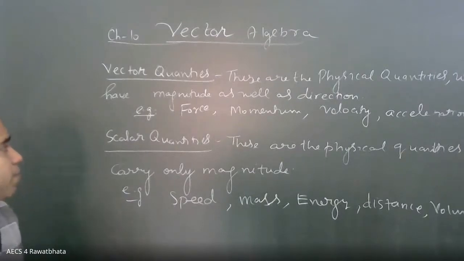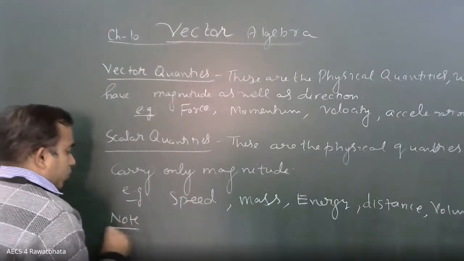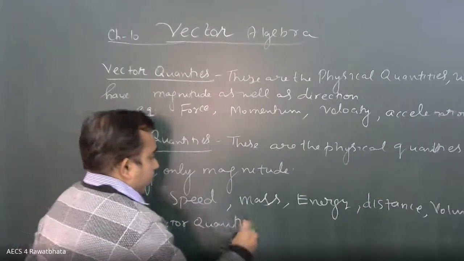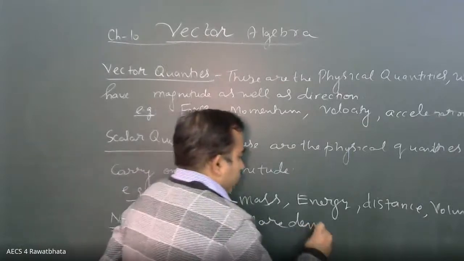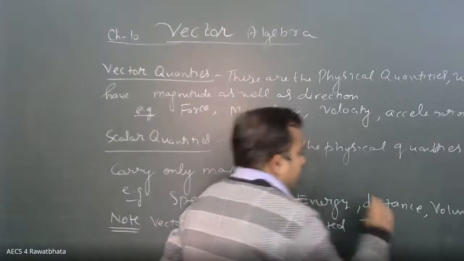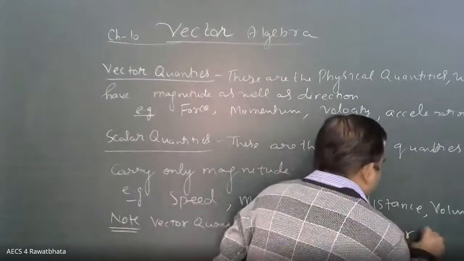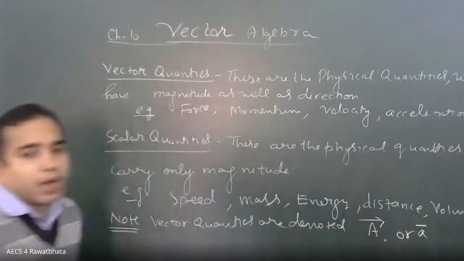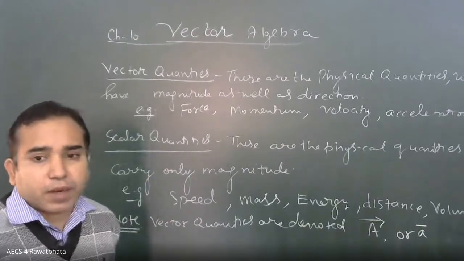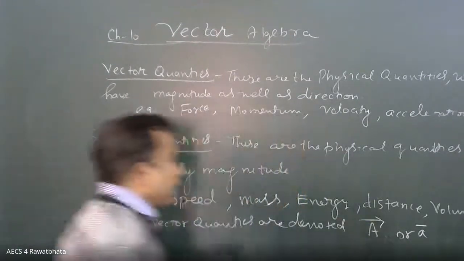Now the notation for vector quantities: vector quantities are denoted by some symbol we have to assign. Suppose A, and then one arrow like this we make. This is the symbol of vector quantities. Or like this also we write, a bar. This is the way to denote B bar, C bar, F vector. So like this we show these vector quantities, right?